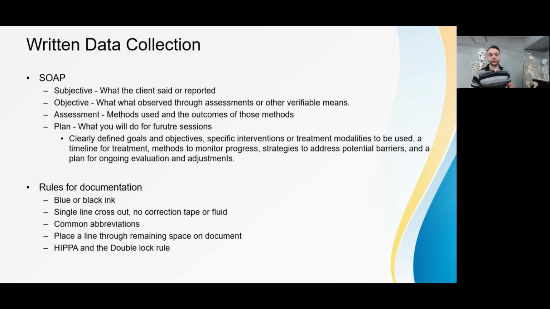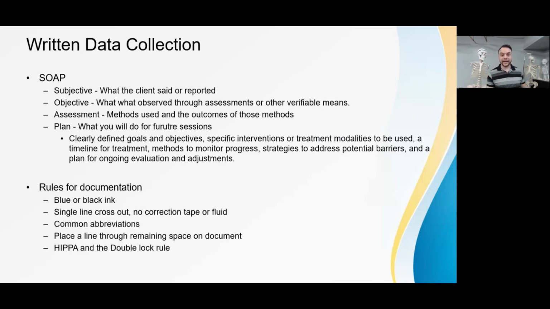So: subjective, objective, assessment, and plan. Subjective data is essentially anything that the client says. Whatever the client reported to you, you're going to place that information in that section. Objective is anything you've observed through assessments or other verifiable means. So let's take a look at an example here. If my client comes in and says they had a broken arm, then I'm putting in the subjective section that the client said they had a broken arm.